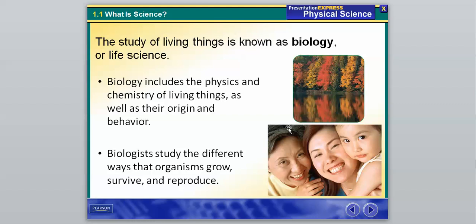And then the last branch, the study of living things, which is known as biology or life science. And biology includes the physics and chemistry of living things, as well as their origin and behavior. So the things that we are going to learn within physical science this year are going to apply to biology next year. There is actually a lot of physical science that goes into the living things. And then biologists also study the different ways that organisms grow, survive, and reproduce, which is a little bit outside of the realm of this class. But again, like I said, you'll have plenty of time to take that class with me next year.